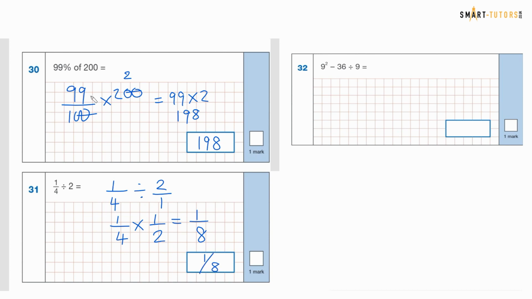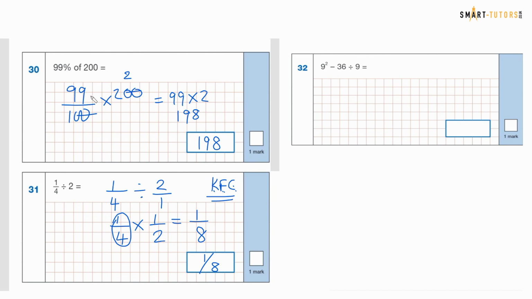Very good. It's called KFC method. Keep, flip, change. So you keep the first fraction. You flip the second fraction and you change the division to multiplication.